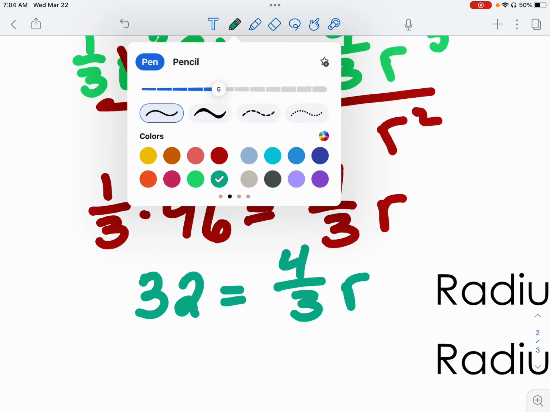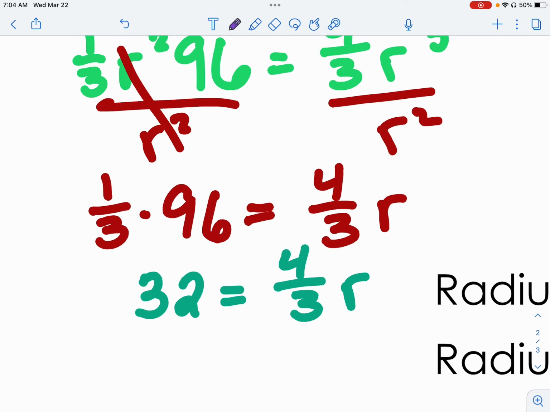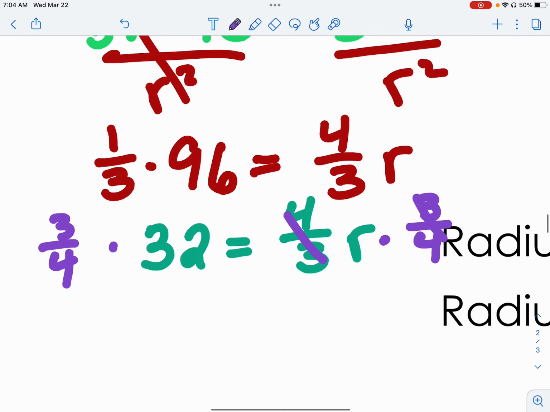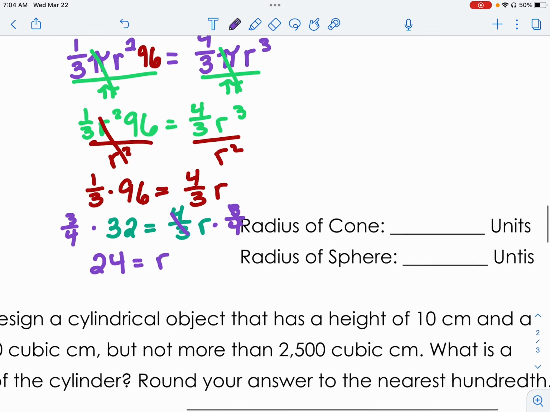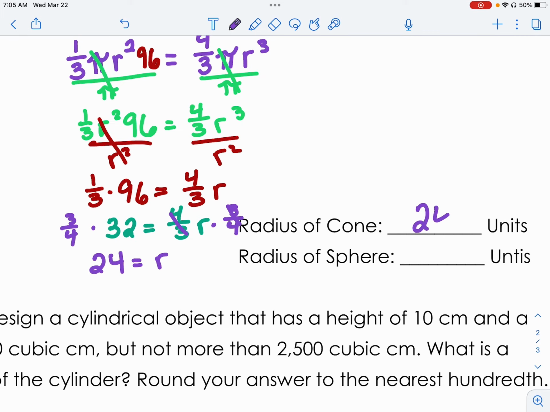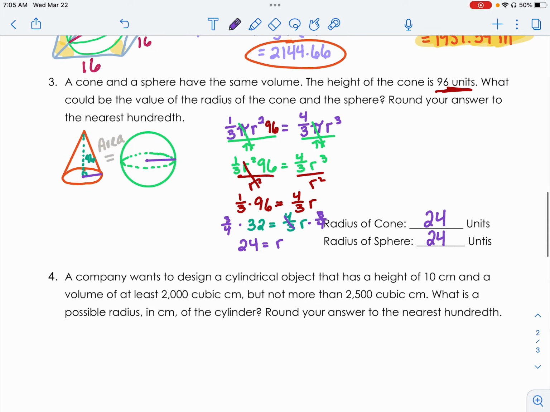And our final step here. To undo that 4/3, we have to multiply by the reciprocal of 3/4, and 24 equals r. And remember, these radii have to be the same. So you just had to set this up geometrically, but then it turned into one big algebra problem, and you all are rock stars at algebra.